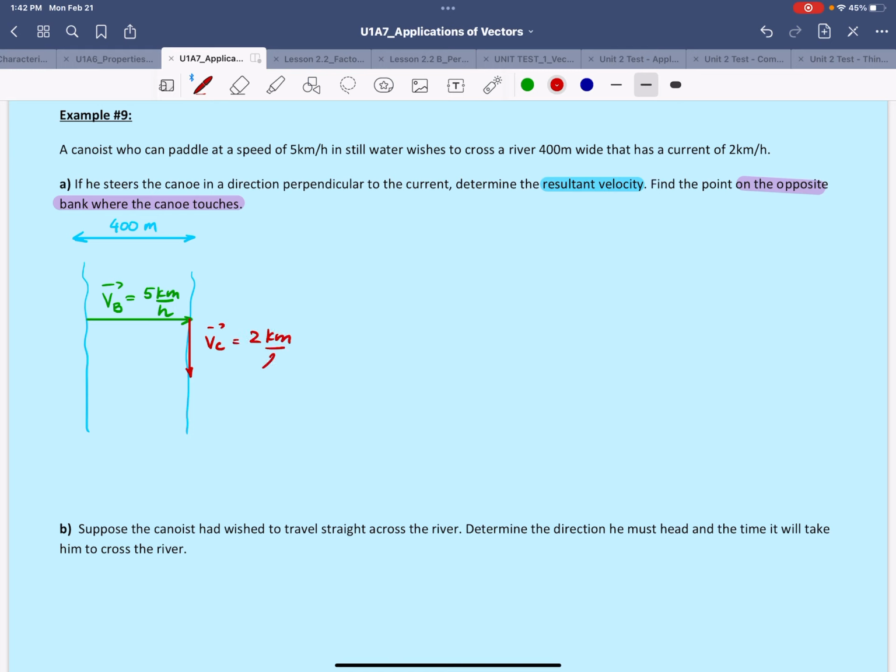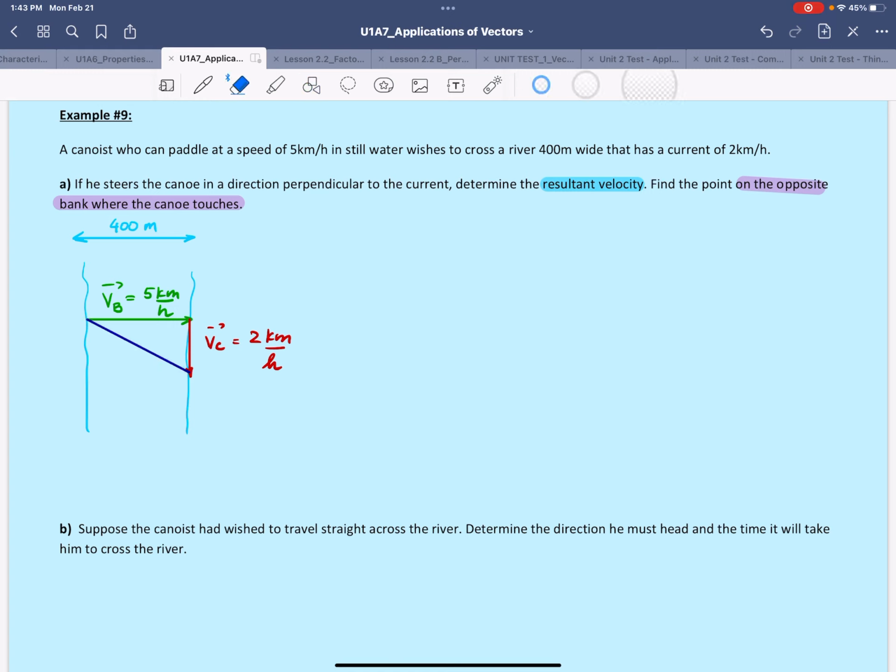Again, it's up to you what symbols you want to use. It's important that whatever symbols you have used on the diagram must be used in the solution as well. Now, as you can see, the velocities are placed head to tail, and the resultant velocity, or the real velocity of the canoe, will be affected by both the velocity of the canoe and the river. So the resultant will be the vector that joins the tail of the first with the head of the second.